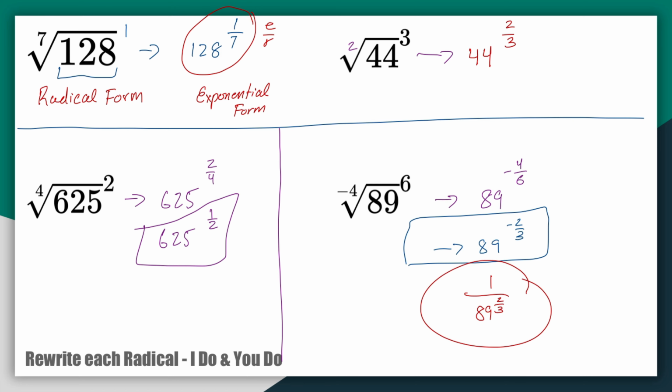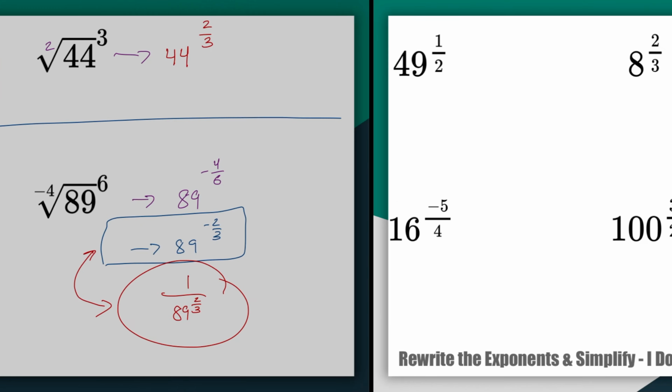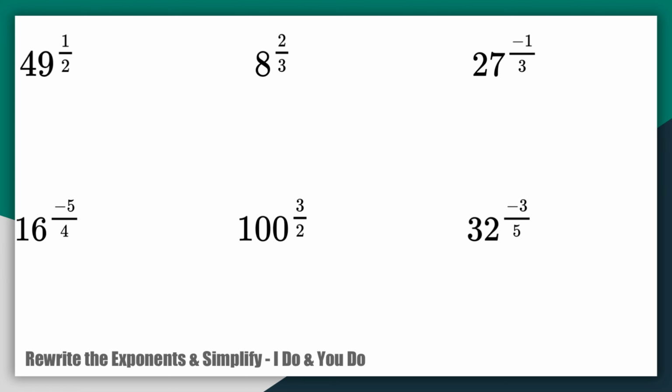Now, Edpuzzle should have taken this or this, and it should have taken this or this, okay? But from this point on, let's simplify all the way. We should never leave a negative exponent, okay? All right, we got more to do. I'm going to do the top. You guys are going to do the bottom.